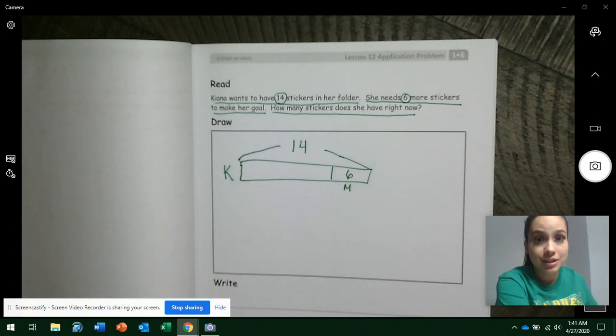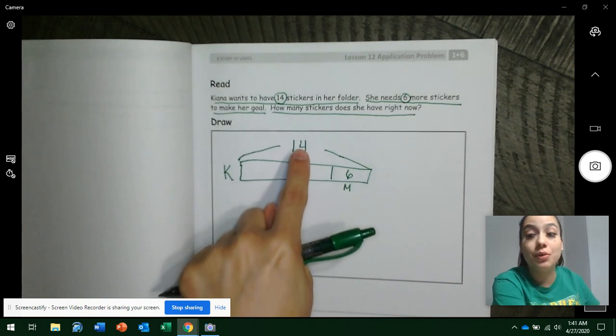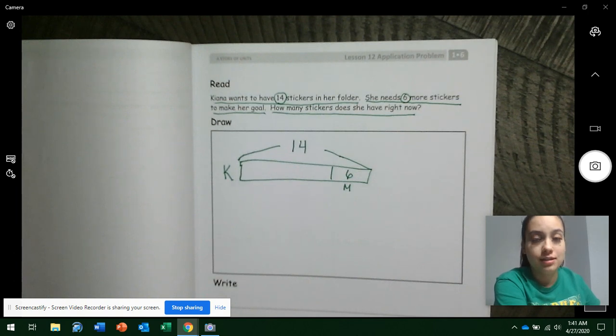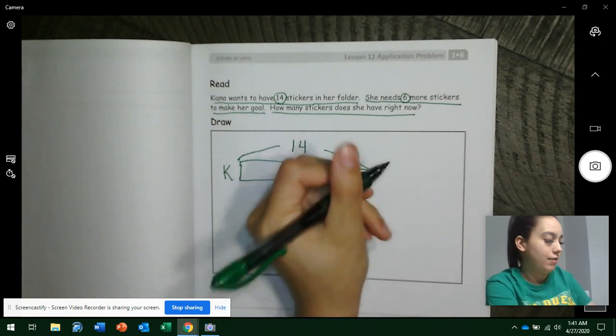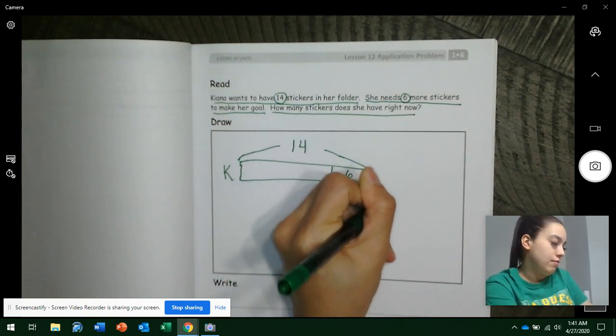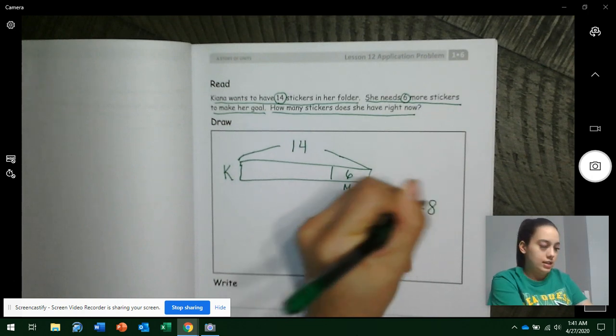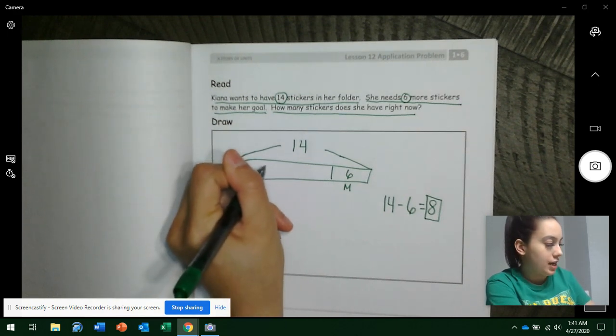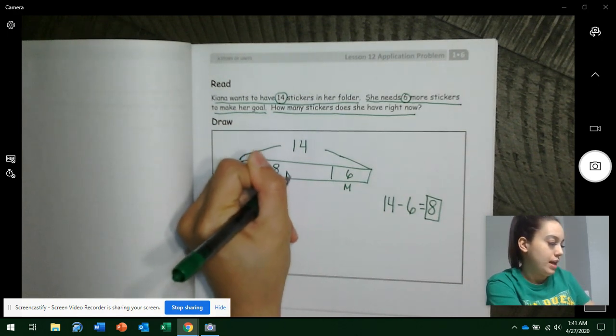So say a subtraction sentence out loud. And remember that when we subtract, you start with your big number. You start with your total. So start with your total and tell me a subtraction number sentence. Get ready? Okay, so let's say it all out together now. Get ready? 14 minus 6 equals 8. Very good. Now let's write it. I write, you write. 14 minus 6 equals 8. And we box our answer. So our missing part, the stickers that she has now, is 8. We put an N for now.